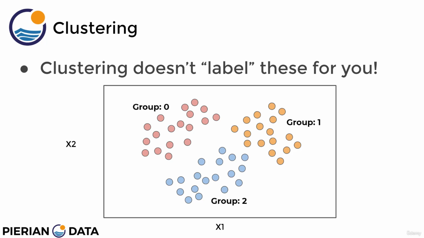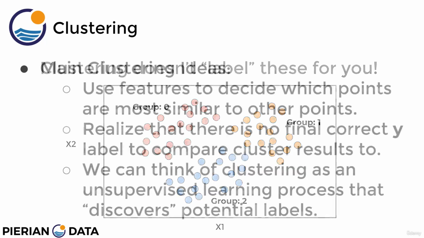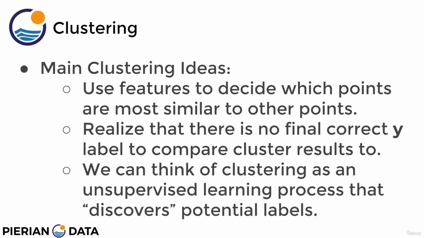But we only get to work with this result. So what are the main clustering ideas here? The first one is we're using features to decide which points are most similar to other points. And intuitively, we can see that as some sort of distance metric in this feature space. Again, we have to realize that there is no final correct Y label to compare cluster results to.